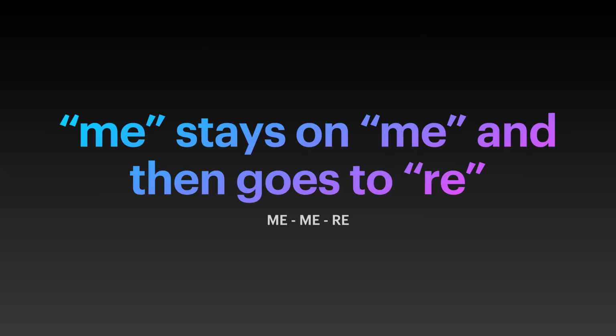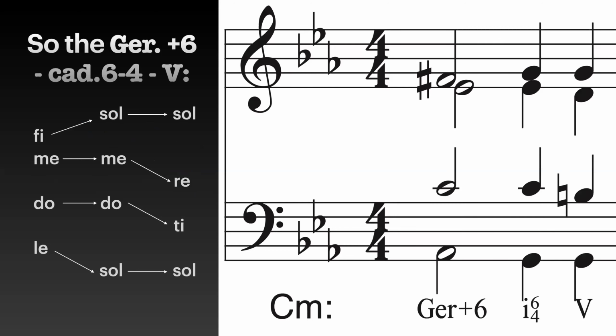Well, it just stays on itself and then goes to re, me, re, for this solution. Fi up to sol stays on sol, me stays on me, then goes down to re, do stays on do, then goes down to ti, le goes down to sol and stays on sol. And there you have it.